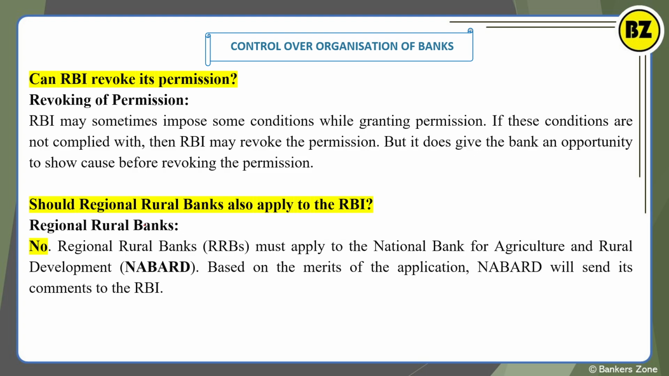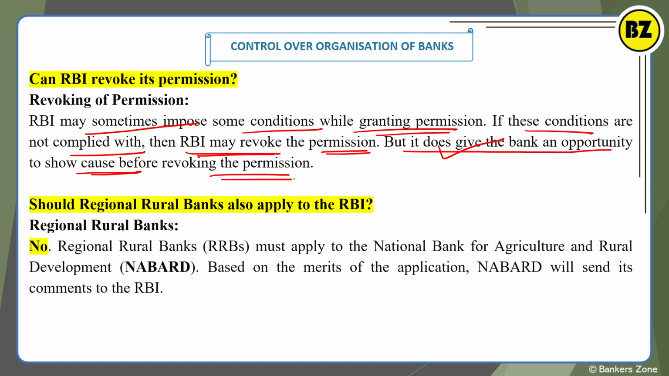Now, can RBI revoke its permission? So, revoking of the permission. Obviously RBI may sometimes impose some conditions while granting the permission. If these conditions are not complied with, RBI may revoke the permission. But it does give the bank an opportunity to show cause before revoking the permission. So obviously RBI will always be helpful. They will first ask you to do things, otherwise we will revoke your permission.